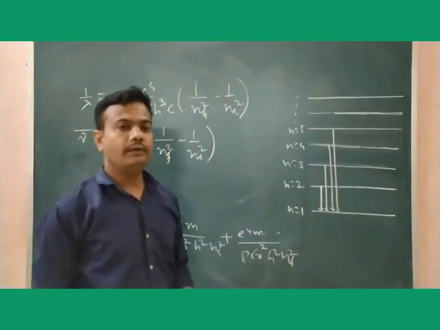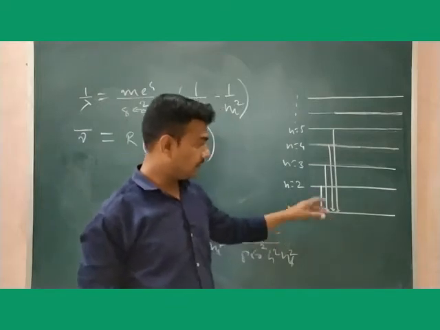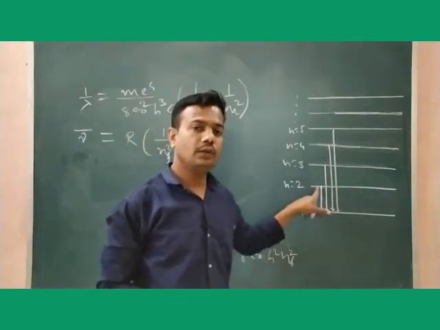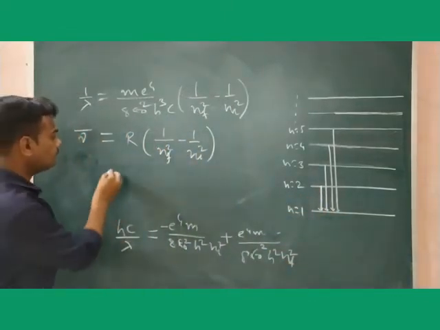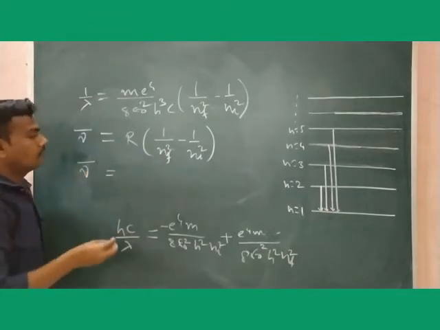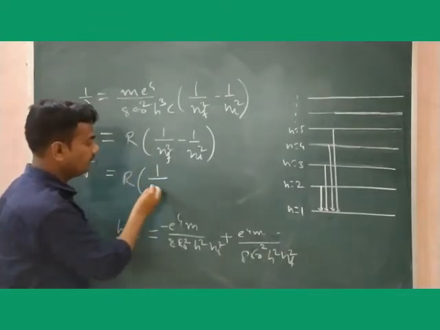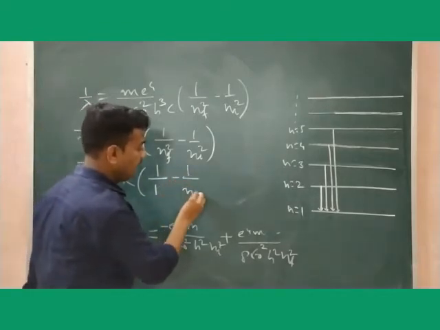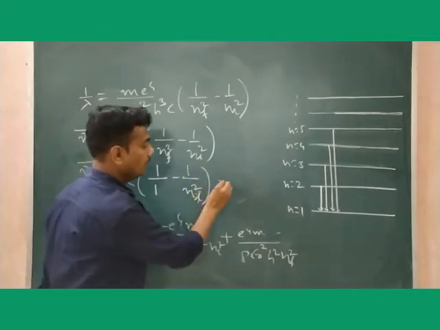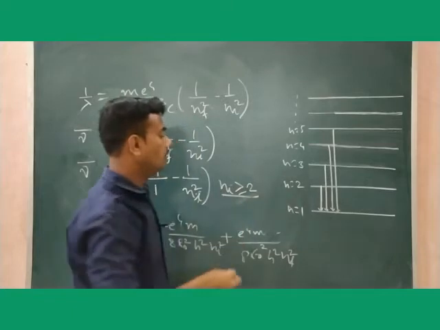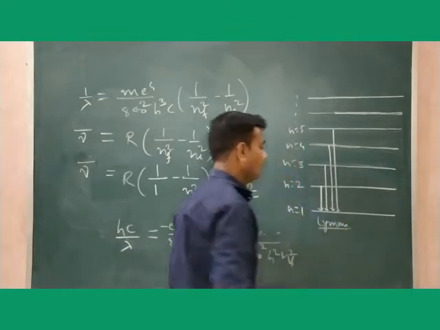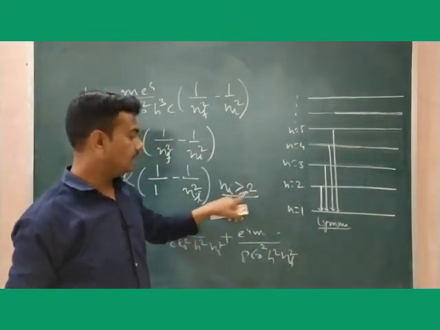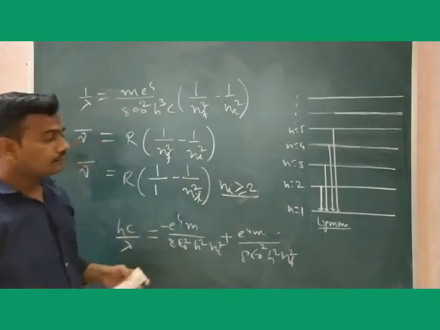Now, any transition made from a higher energy level, greater than or equal to 2, to the first energy level, so nf is equal to 1 and ni greater than or equal to 2, this transition series is known as the Lyman series. So for the Lyman series, ni is greater than or equal to 2.